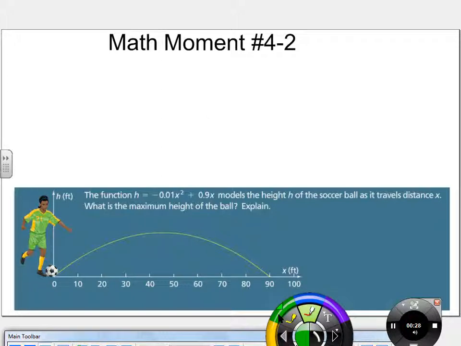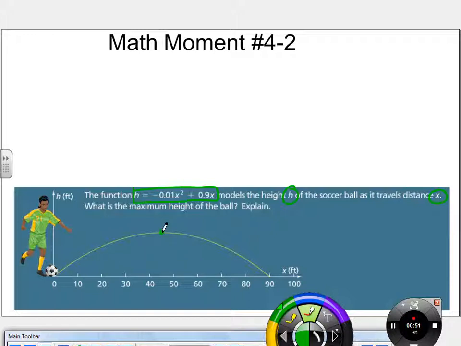Notice that it says this function, and then it gives us an equation. And it says that that function models the height of the soccer ball, h, as it travels a distance x. What is the maximum height of the ball? So you can see that he's going to kick the ball. It's going to travel along the curve. And at some point along the curve, it's reaching its maximum height.